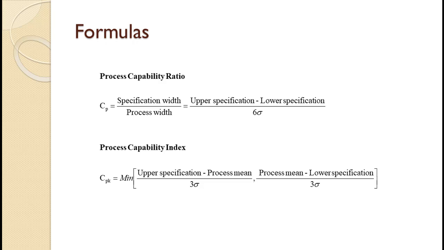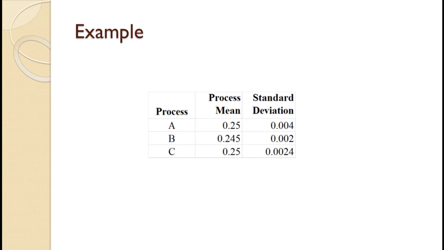the process standard deviation. A manufacturing company has a customer who wishes to purchase bolts that are 0.25 inch in diameter plus or minus 0.01 inch. That is, their tolerances are bolts between 0.24 and 0.26 inch. The company has 3 different processes that can produce these bolts. Their means and standard deviations are shown on the slide. Determine which processes are capable of producing these bolts.